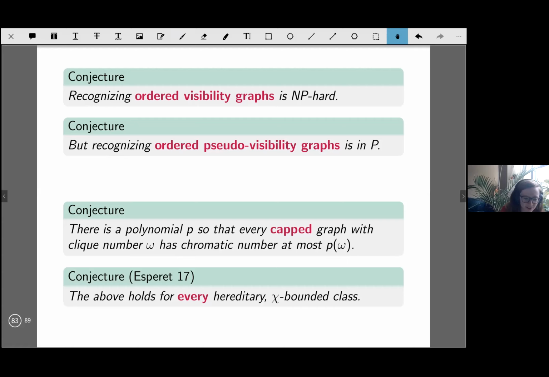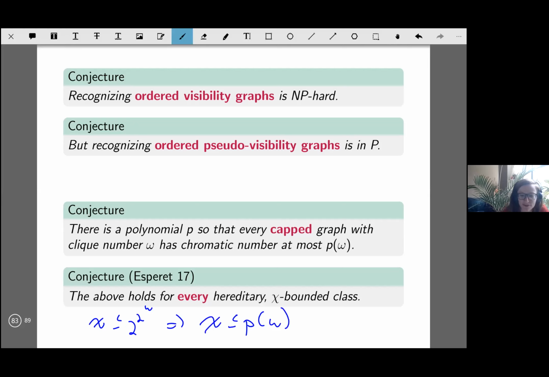And finally, this conjecture would be implied by a much stronger conjecture of Esperet, which says that every hereditary chi-bounded class has this property. So this conjecture, I think, seems sort of crazy. It says that as long as the chromatic number is bounded by any kind of crazy function of the clique number and your closed neighborhoods, then your chromatic number is bounded by a polynomial of the clique number. And so this, I think, seems like it really shouldn't be true, but I'd like to know.